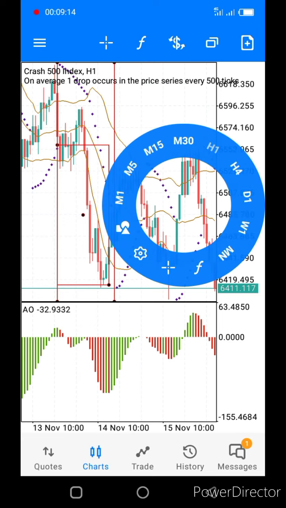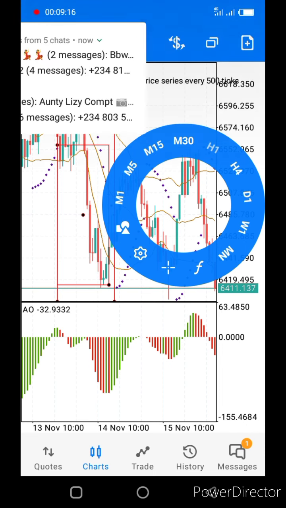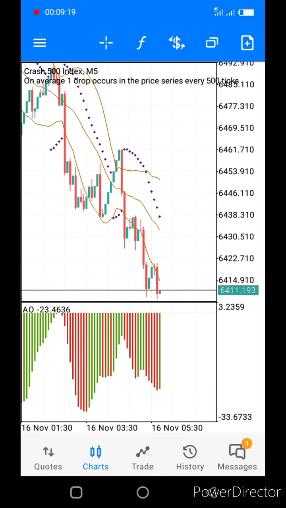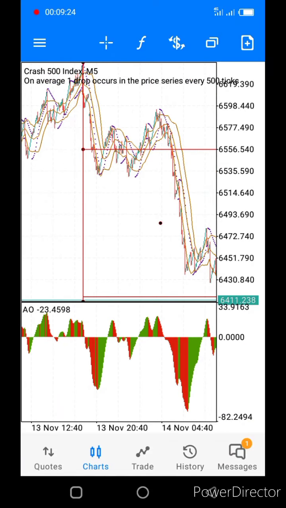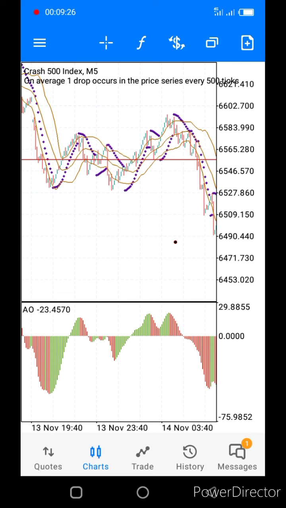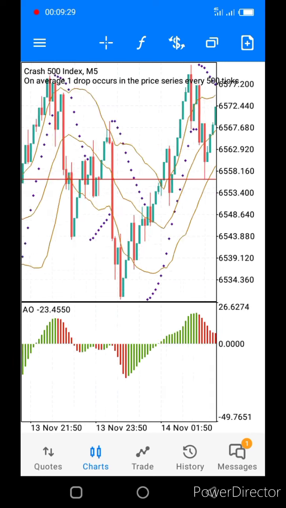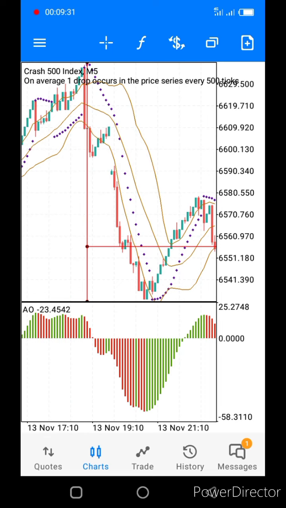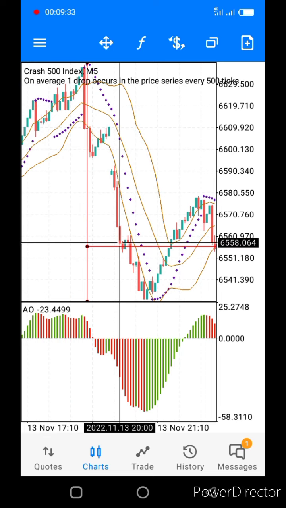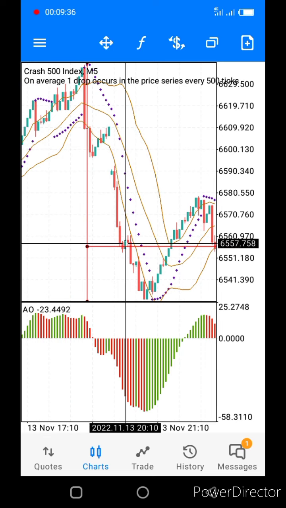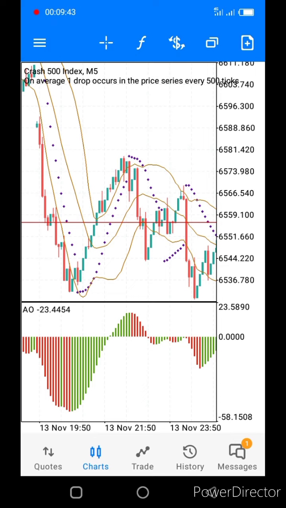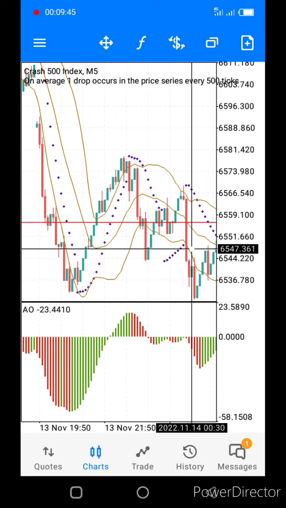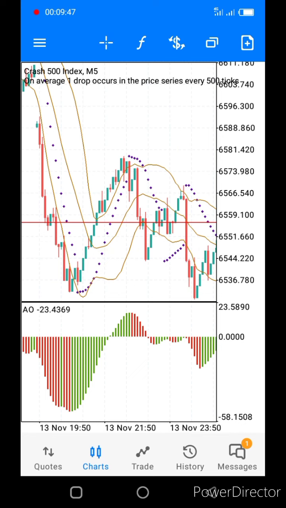So let's go to 5 minutes and see what happened. We have some pullback there. So this is it. The market was here when it triggered on 1 hour, and it still came down for almost 30 minutes before we have that pullback. So we have another sell here. Can you see now? That is how it works.